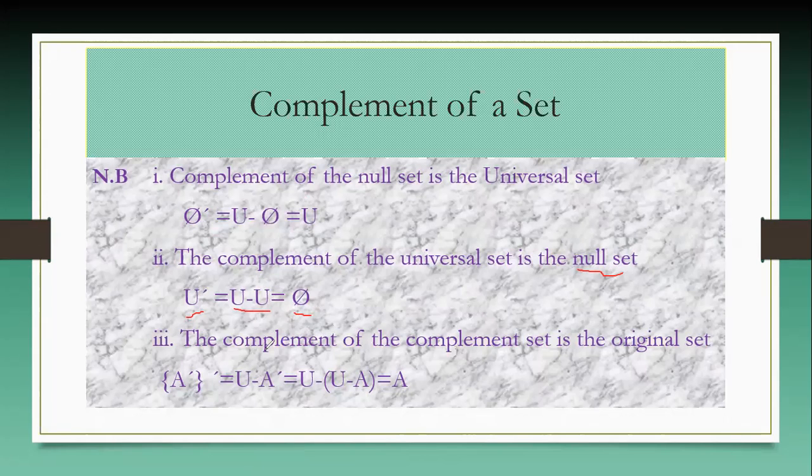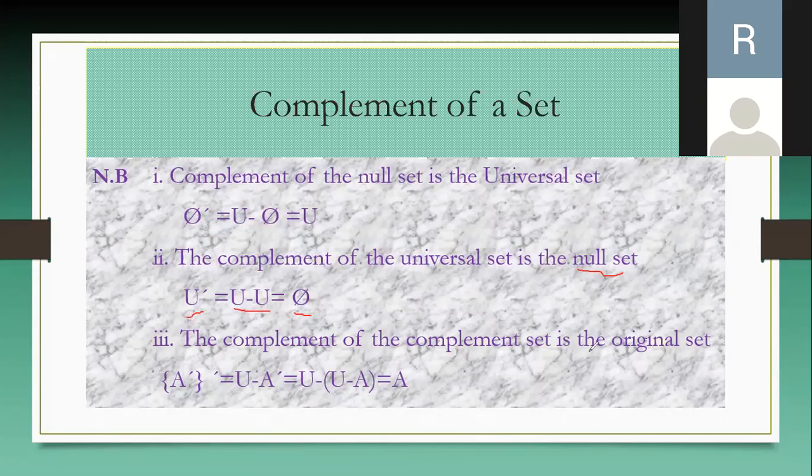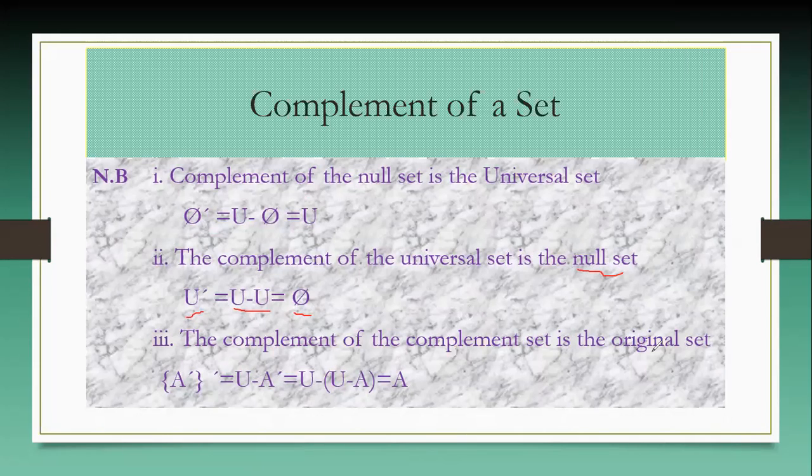Now the last is: the complement of the complement set is the original set. Now look at this carefully. This is the complement of the complement set. This complement means U minus, and write down A dash as it is. U minus A dash. Okay?